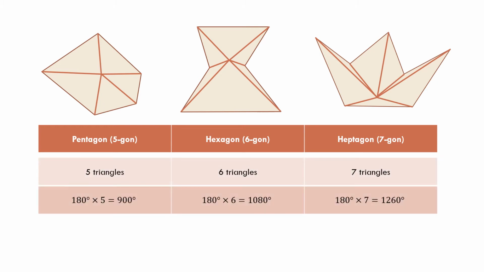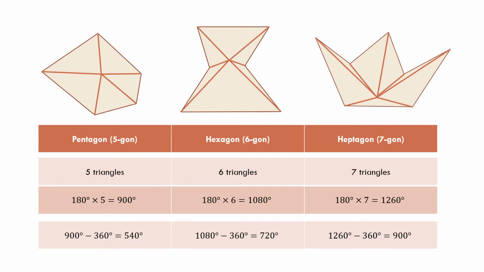So how many triangles do I get? I get 5 triangles for the pentagon, 6 triangles for a hexagon, and 7 triangles for a heptagon. So the sum of the angles will be 180 times 5 for a pentagon, 180 times 6, which is 1080 degrees, for a hexagon, and 180 times 7, which is 1260 degrees, for a heptagon.